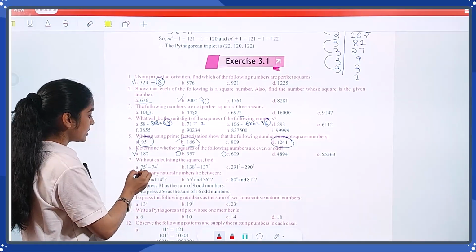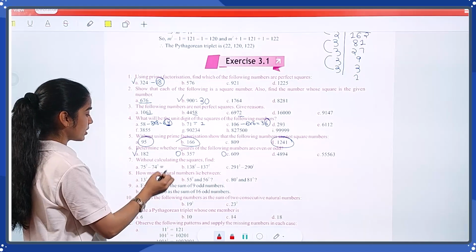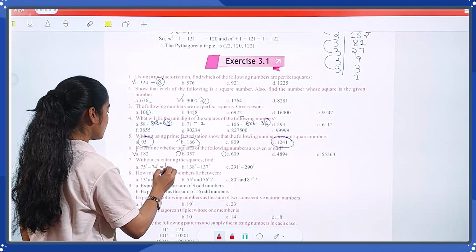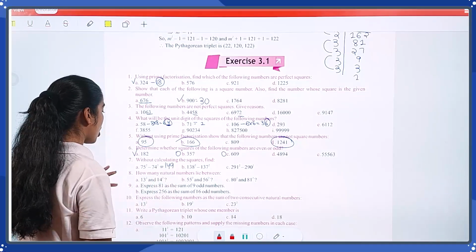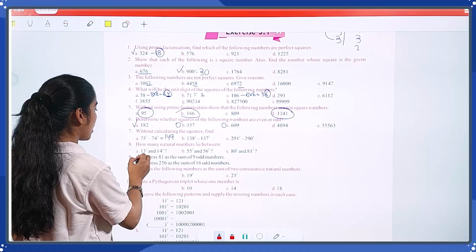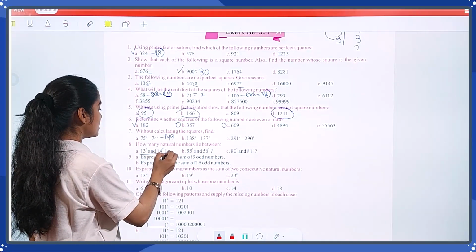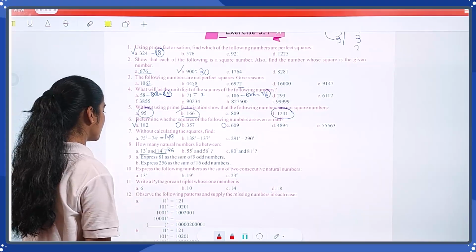So what you have to do, 75 plus 74, you can get your answer. 70 plus 70 is 140 and 140 plus 9 is 149. How many natural numbers lie between these? So how can you find out? First, 2n. So 2 multiplied by 13 is 26. In that way, you can simply find out.